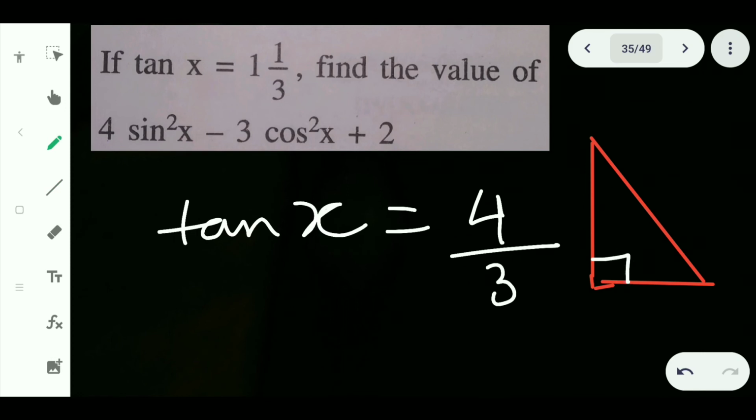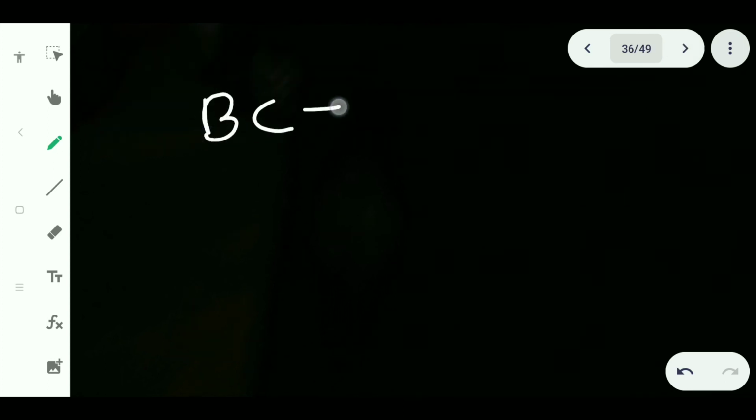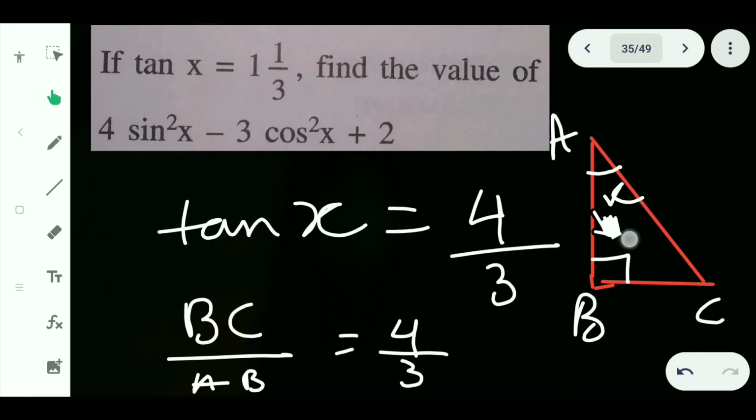This is 90 degree. Let this angle be x, and the vertices A, B, C. And tan x is equal to 4 by 3. So BC by AB is equal to 4 by 3. You are getting BC is equal to 4 and AB is equal to 3. I am just picking it up from the figure. Tan is nothing but opposite by adjacent. This is opposite and this is adjacent. So I have done like that.